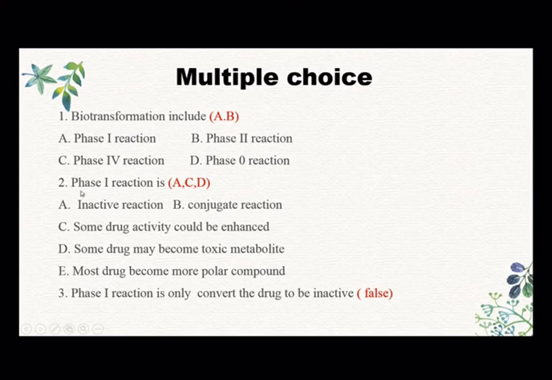2. A. Phase 1 reaction is an inactivation reaction, B. Conjugation reaction, C. Through Phase 1 reaction, some drug activity could be enhanced, D. Through Phase 1 reaction, some drugs may become toxic metabolites, E. Most drugs become more polar compounds. The answer is A, C, and D. 3. Phase 1 reaction only converts the drug to be inactive. The answer is false.